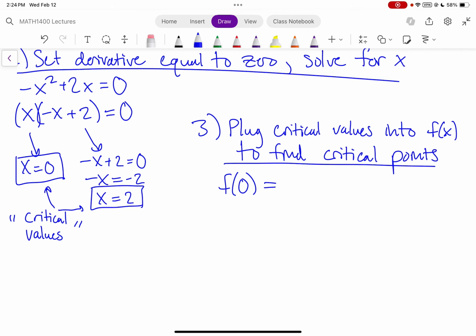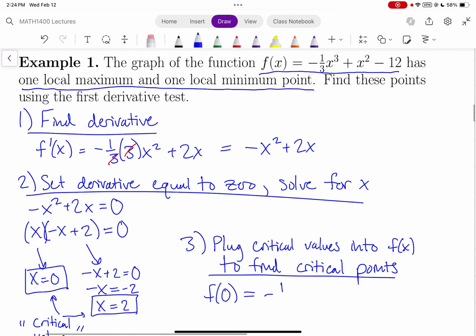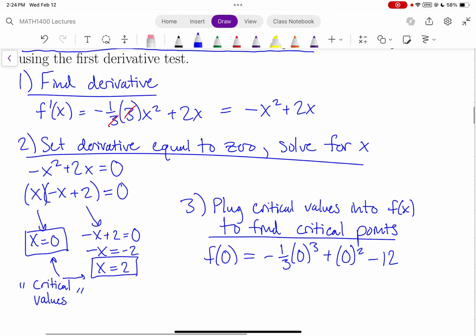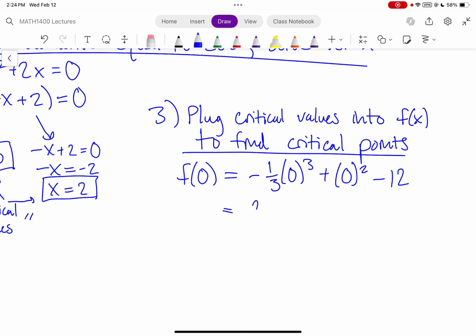There's our function up there. So this is going to be negative 1/3 times 0 cubed plus 0 squared minus 12. So this is going to be 0 plus 0 minus 12, which is equal to negative 12. So our first critical point is at (0, -12).